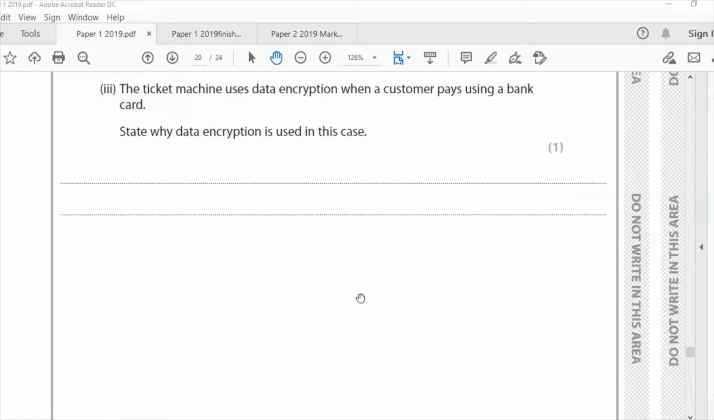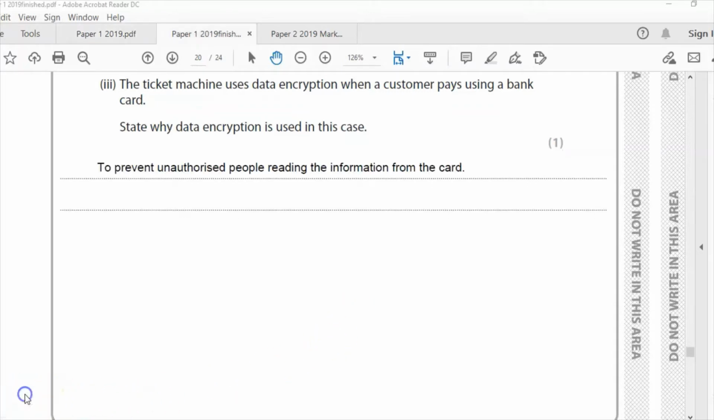Question 3. The ticket machine uses data encryption when a bank customer pays using a bank card. State why data encryption is used in this case. Right, bank card means financial transaction, money, and the information from the bank card could be stolen. So it needs to be encrypted, scrambled, so that if it was intercepted, if it was read by someone with criminal intent, they wouldn't be able to read the information. So the answer is to prevent unauthorized people reading the information from the card.